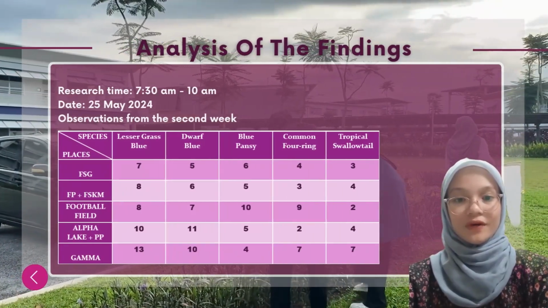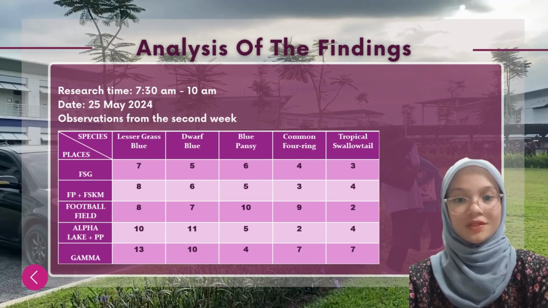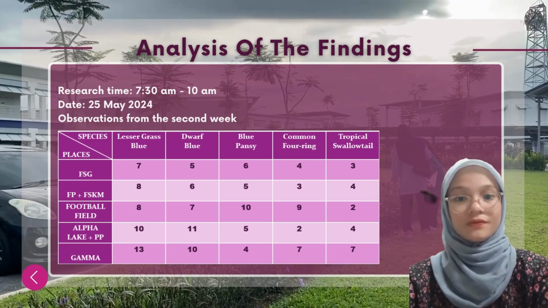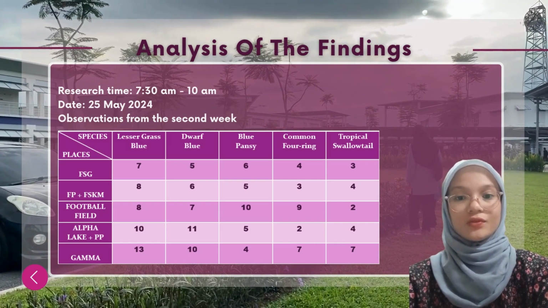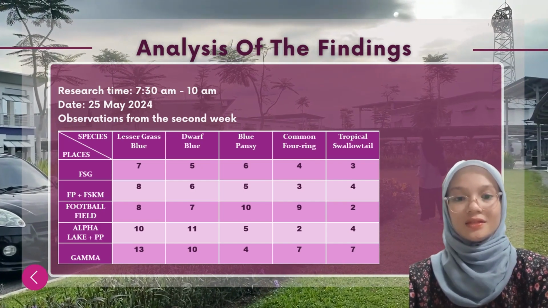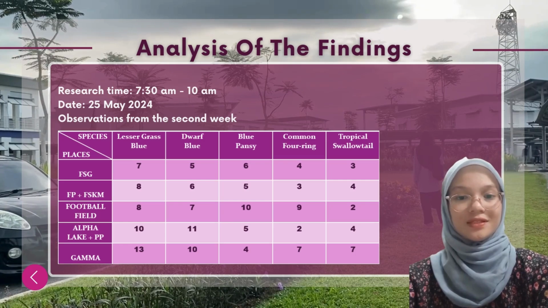During the second week of our research study, we focused on analyzing the number of individual species observed at the same locations. By comparing these findings with the results from the first week, we gained valuable insight into any changes or trends in the distribution and abundance of these insect species. This comparison shed light on the ecological dynamics and habitat preference of these insect species.